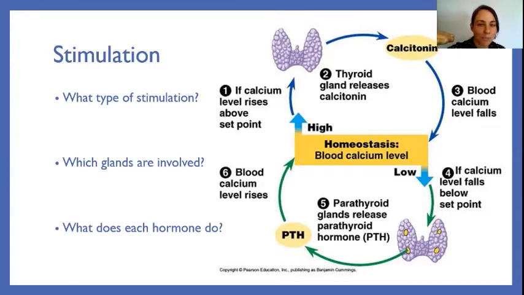Now, maybe we produce too much calcitonin, and now our calcium levels are going down, and we're starting to have some problems. Now, we can have our parathyroids release a hormone called PTH, or the parathyroid hormone, and it's going to cause our blood calcium levels to rise back up again. We get that back to homeostasis. It's normal. So what type of stimulation is this?